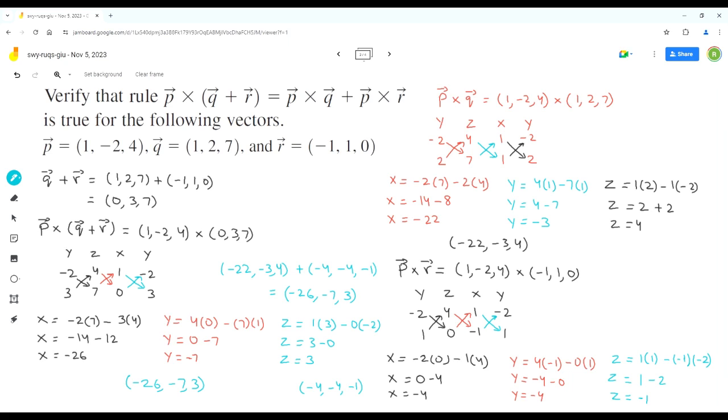So this is the vector we get from the expression on the right side of the given rule equation, and it is equal to the vector we got from the expression on the left side of the rule equation. So this proves that the rule is true for the given vectors P, Q, and R. So these are the steps you have to keep in mind to solve a problem like this one.